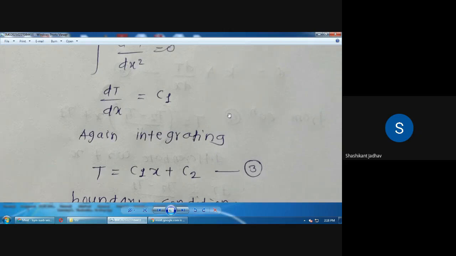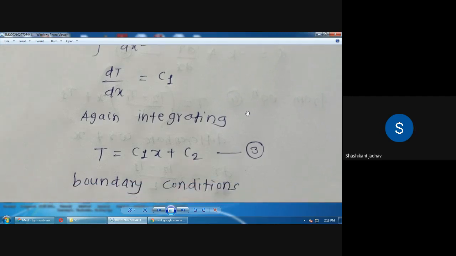Equation number 3. Okay. Now we have to apply the boundary conditions. Look at the diagram, everyone, and from the diagram tell me what the different boundary conditions are. By using these boundary conditions we have to find out the values of C1 and C2. C1 and C2 are constants, and we have to find their values using the boundary conditions. So now we have to see the diagram of the plane wall.